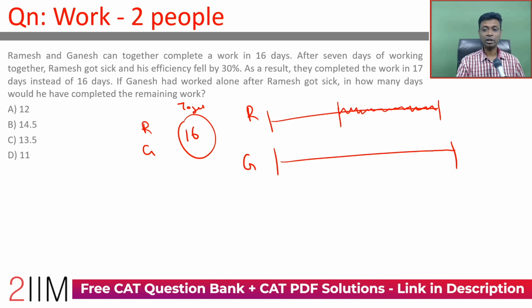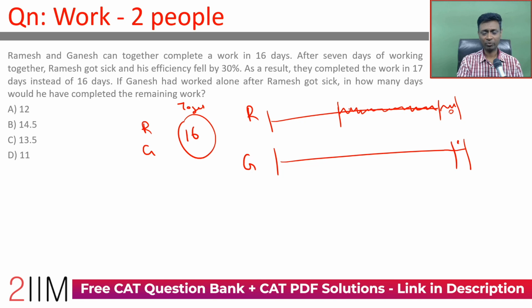As a result, they completed the work in 17 days. So one more day of broken Ramesh and an extra day of Ganesh. This is required because Ramesh has turned up with a lower efficiency. But they finished it in 17 days. If Ganesh had worked alone after Ramesh got sick, in how many days would he have completed the remaining work?